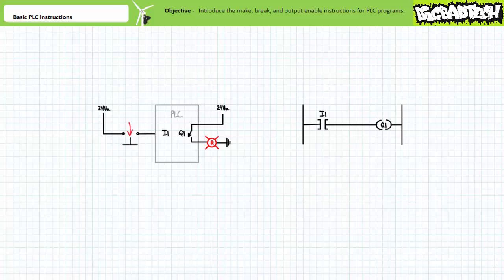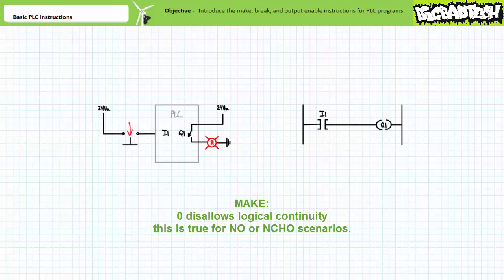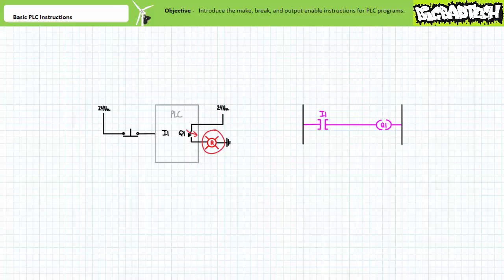Although different field input devices were employed for these two different examples, notice how the make instruction responded consistently with the logical values as received by the input. If the make instruction receives a logical 0 at the input, it does not allow logical continuity from left to right. If the make instruction receives a logical 1 at the input, it does allow logical continuity from left to right. The electromechanical nature of the field input device had nothing to do with how the make instruction responded. The make instruction only bases its decision on the logical value at the input.